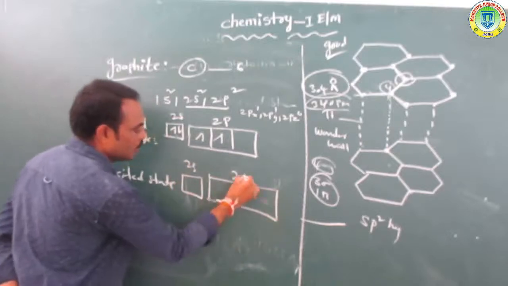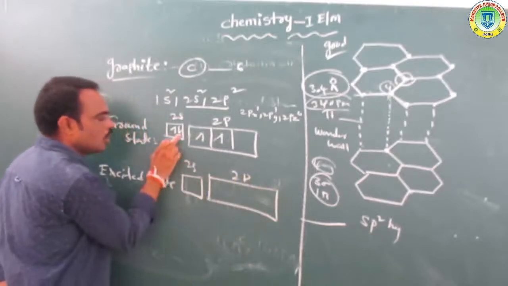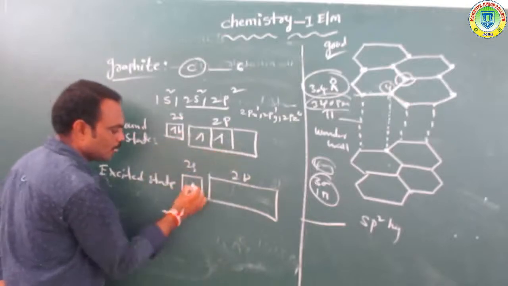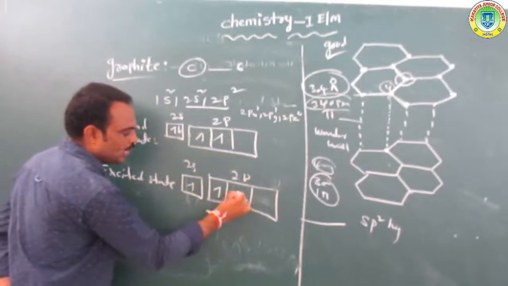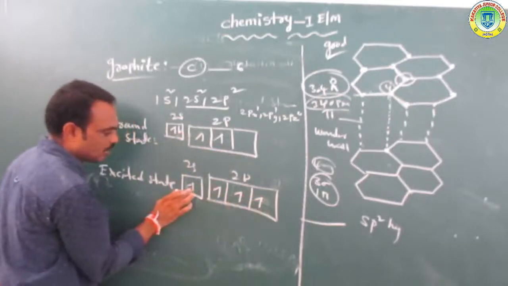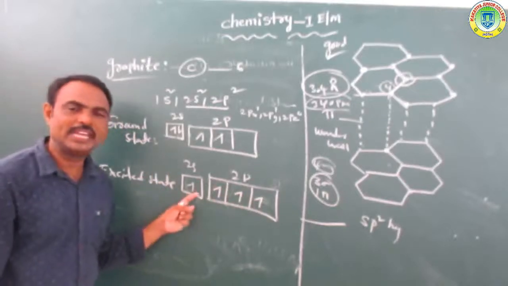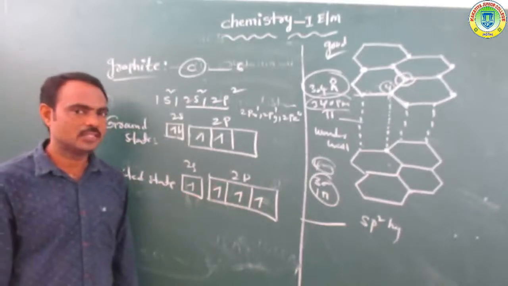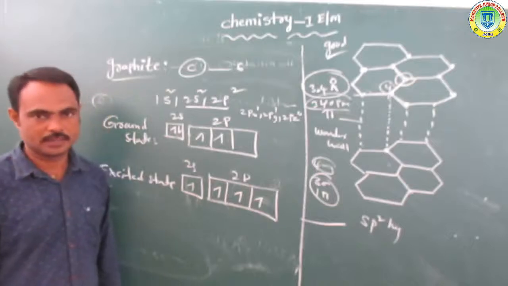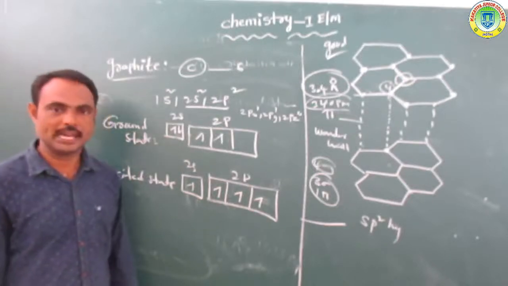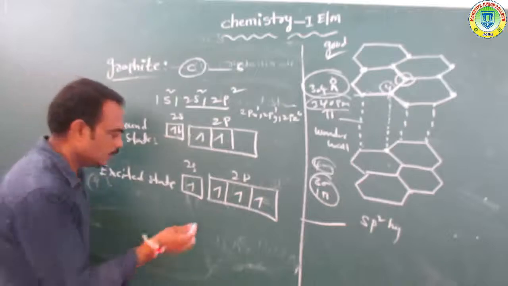In the excited state, one electron of the 2s orbital is jumped to 2p. In the excited state, how many single electrons? 4 single electrons. Each carbon contains 4 single electrons.